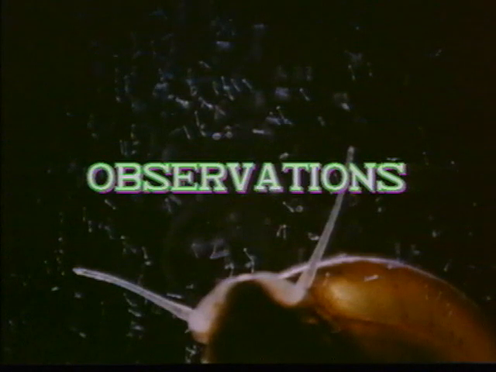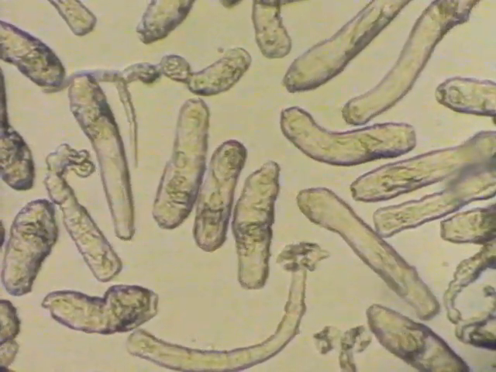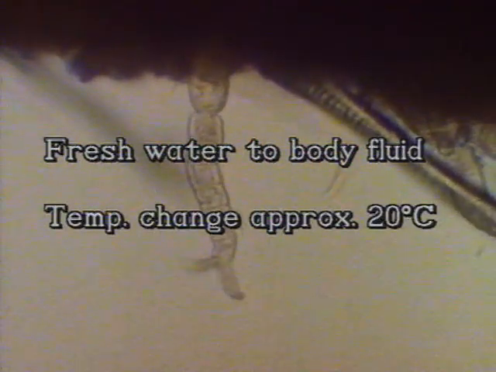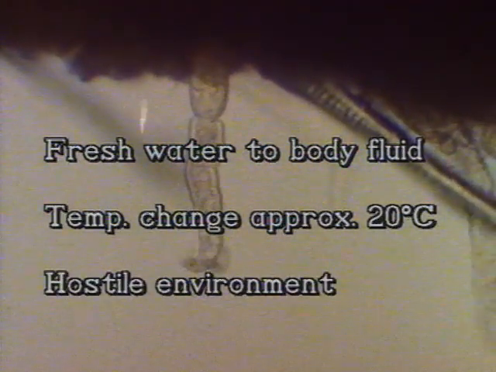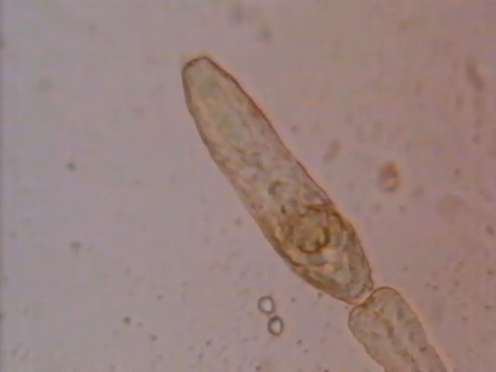We now have some observations on one of the most intriguing features of the life cycle, the transition from free-swimming cercaria to parasitic schistosomulum. The cercaria has to adapt very rapidly to its move from fresh water to body fluid, a temperature change of about 20 degrees, and a hostile environment. The most dramatic changes take place at the outer surface of the cercaria.